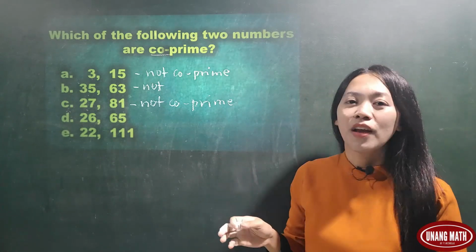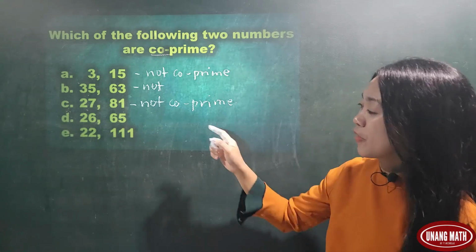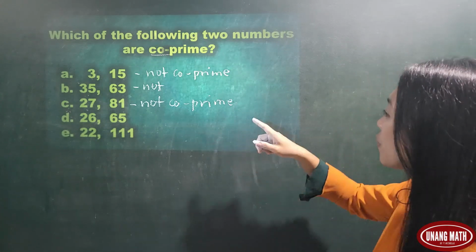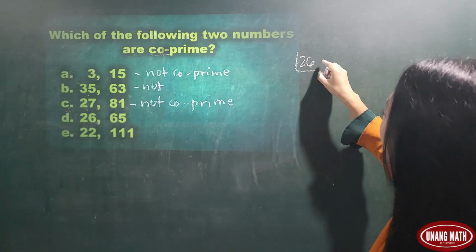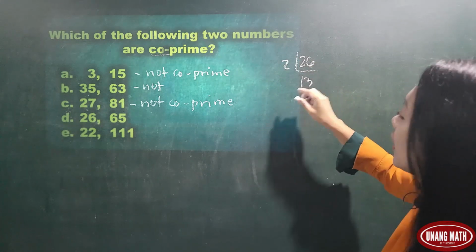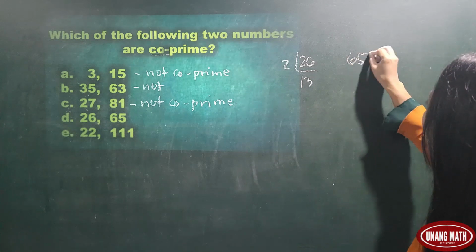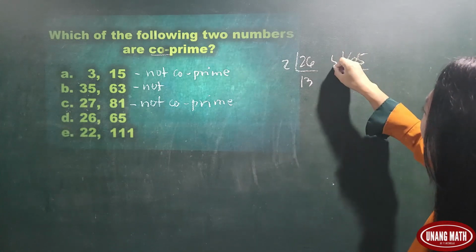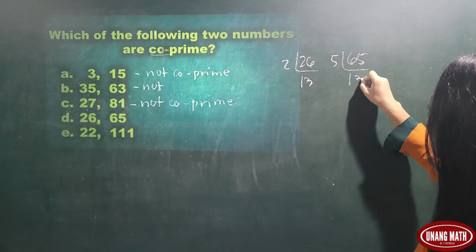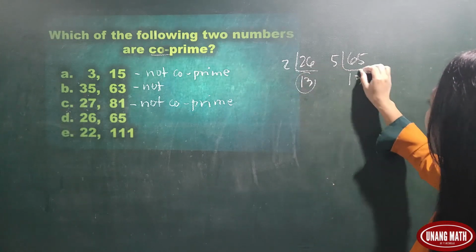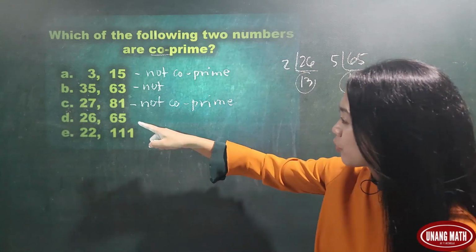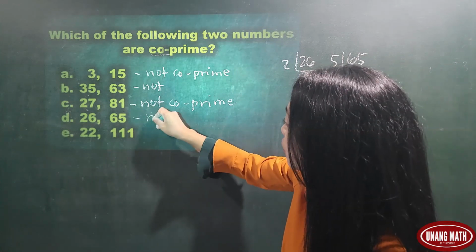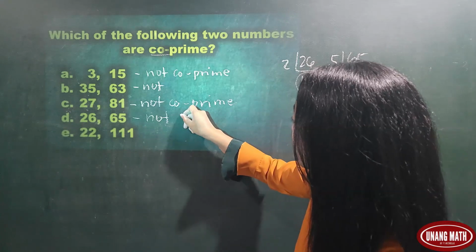How about D, 26 and 65? We cannot think of a common number that we can divide to both numbers, so we will solve it manually. 26 divided by 2 is 13. How about 65? 65 divided by 5, the answer is 13. So aside from 1, 13 is also a common factor of 26 and 65. So D is not co-prime.